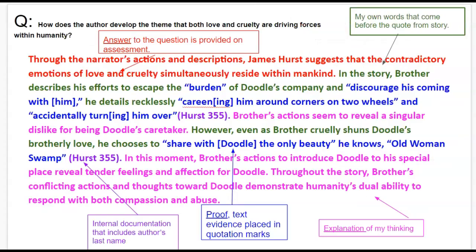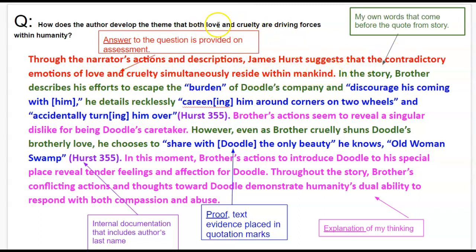Okay, so here's an example from a literary text. This is a question about theme, and it's for the Scarlet Ibis. So notice what's in red here is the answer to the question. So the question was, how does the author develop the theme that both love and cruelty are driving forces within humanity? So first thing you're going to do is answer the question: through the narrator's actions and descriptions, James Hurst suggests that the contradictory emotions of love and cruelty simultaneously reside within mankind.